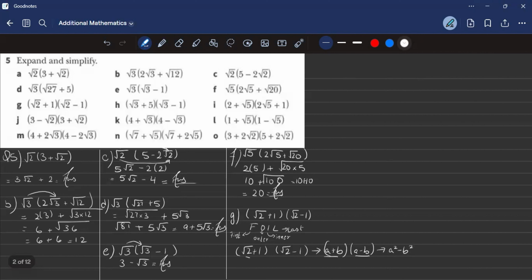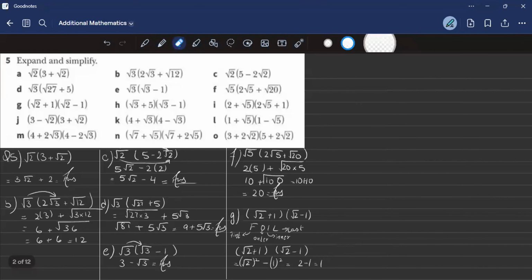So this is square root of 2 plus 1 and square root of 2 minus 1. Assuming that square root of 2 is equal to a and 1 is equal to b, we can easily say that this expression is equal to square root of 2 whole squared minus 1 whole squared. So what is square root of 2 squared? It's equal to 2. 2 minus 1 is equal to 1. And that's it. This is the answer for part G. Part G answer is 1.